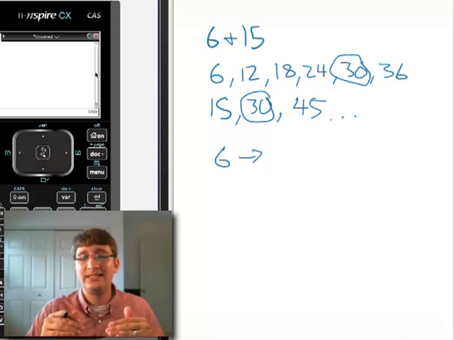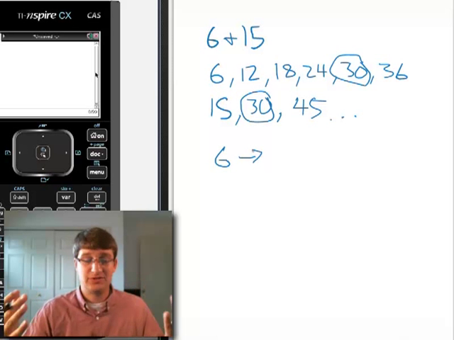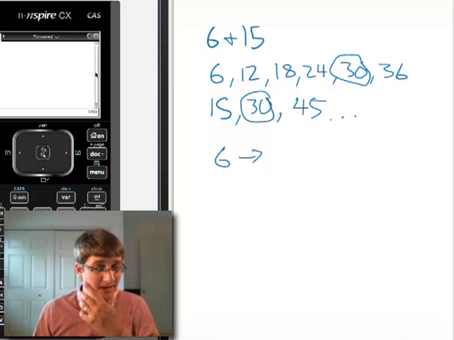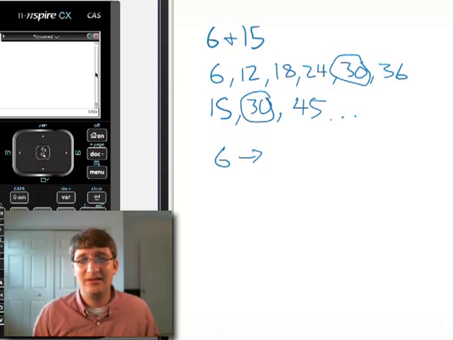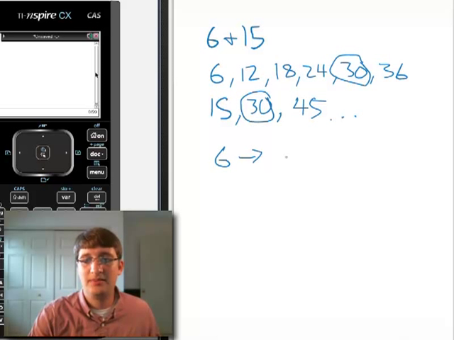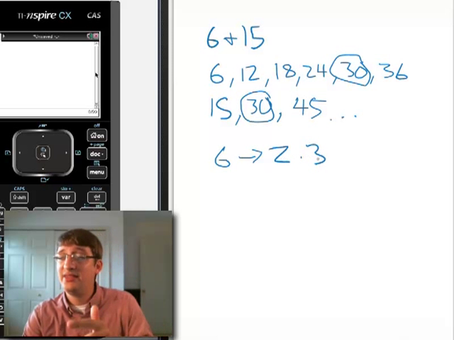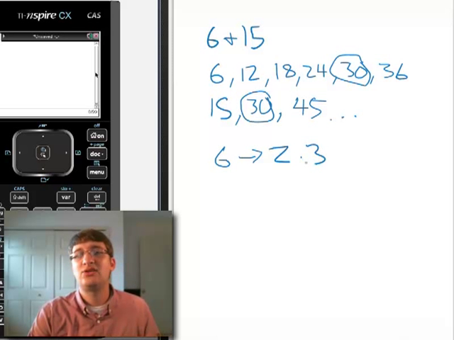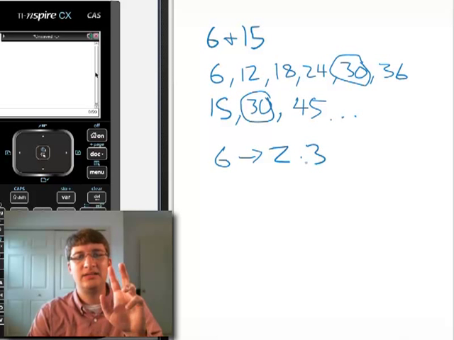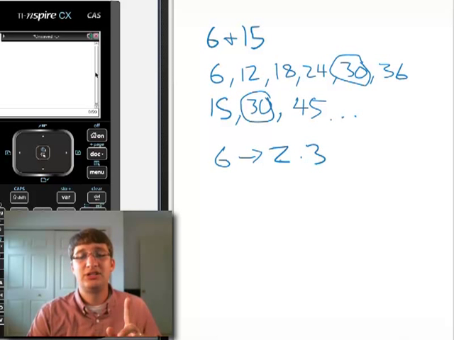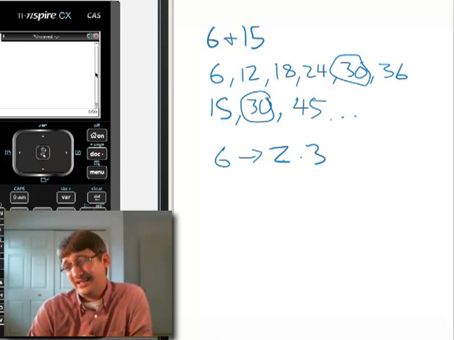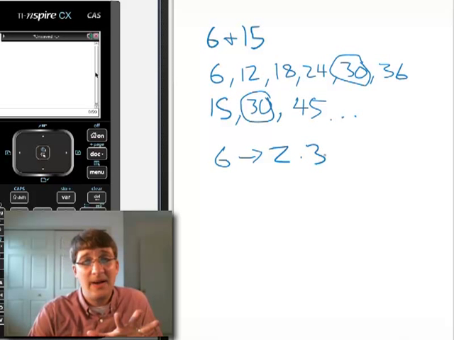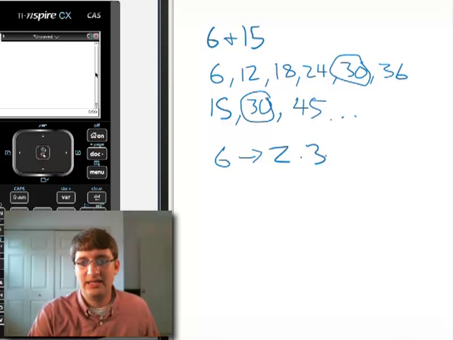You have to think about what times what will get me to 6. 6 itself can be broken down into the multiplication problem of 2 times 3. You'll notice that both 2 and 3 are prime numbers. What's a prime number? Well, a prime number is a number that's only divisible by 1 and by itself. Notice 2 is only divisible by 1 and by itself, and 3 is divisible by 1 and by itself, okay? So that is the prime factorization of 6.